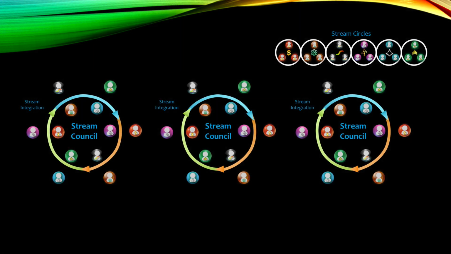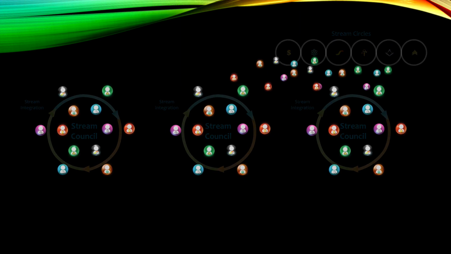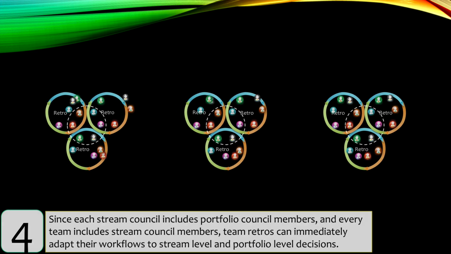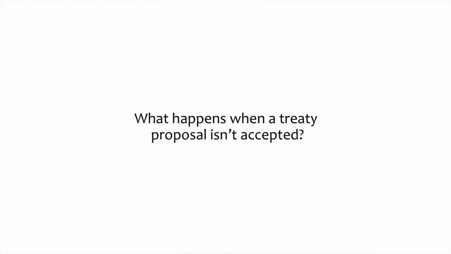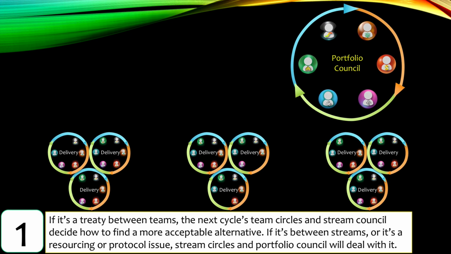Since each stream council includes portfolio council members, and every team includes stream council members, team retros can immediately adapt their workflows to stream level and portfolio level decisions. If it's a treaty between teams, the next cycle's team circles and stream council decide how to find a more acceptable alternative. If it's between streams, or it's a resourcing or protocol issue, stream circles and portfolio council will deal with it.